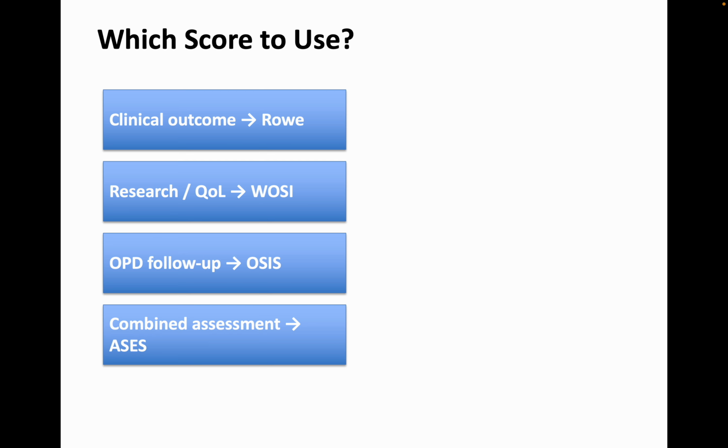So which score to use? All the scores are useful. Try to use as many scores as possible. For research and quality of life, the WOSI score is the best. For clinical outcome, the Rowe score is the best. Well, we used OSIS, WOSI, Rowe, ASES, all of them. You can suit yourself, whichever score is best for you.